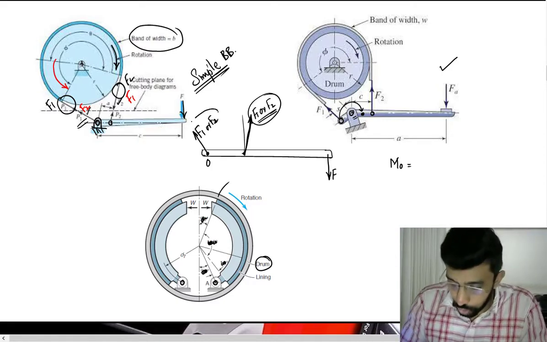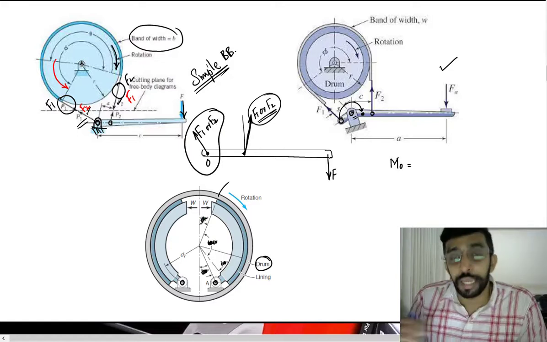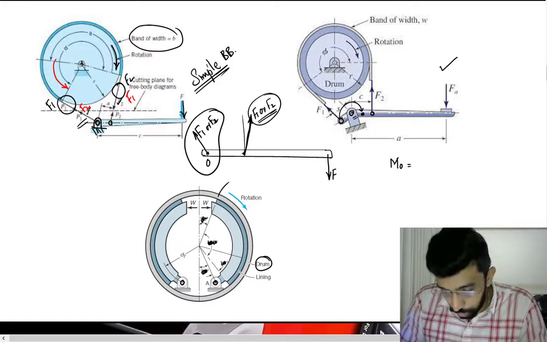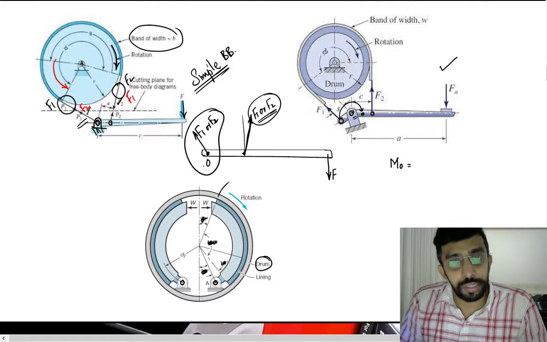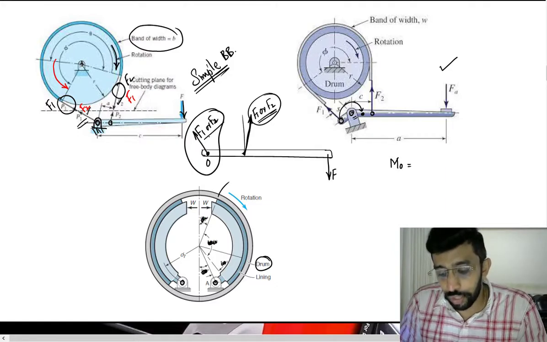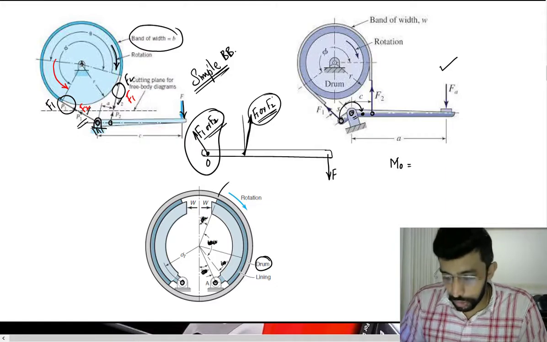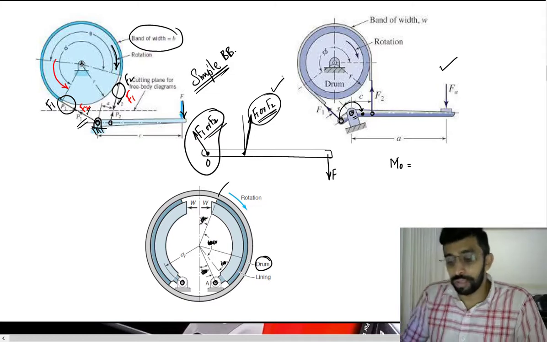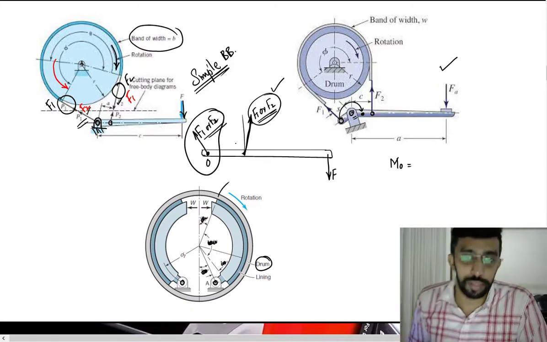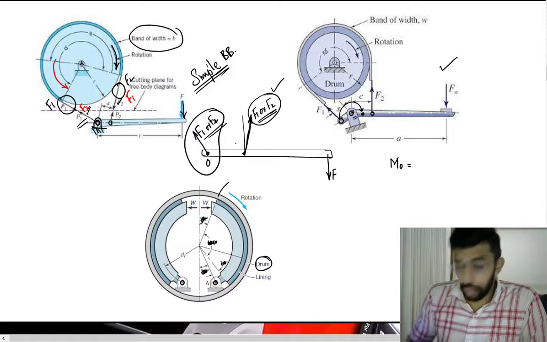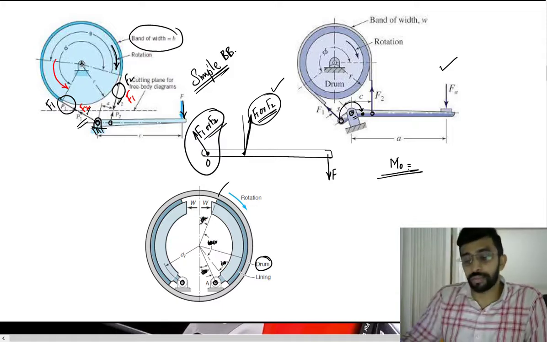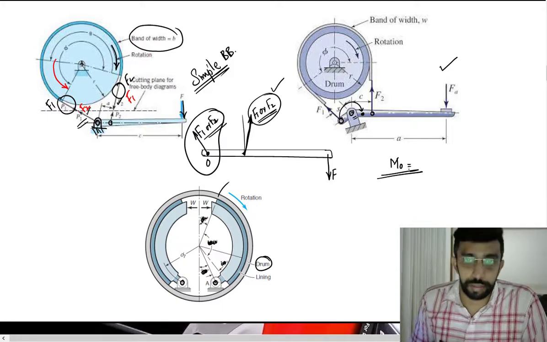Definitely this force is not going to create any kind of moment on the lever because it is acting at the fulcrum. So there is no perpendicular distance, and it is not going to give you any moment. Only F1 or F2, which is acting away from the fulcrum, will provide some kind of moment. So you have to solve the moment equation when it comes to the case of a band brake.